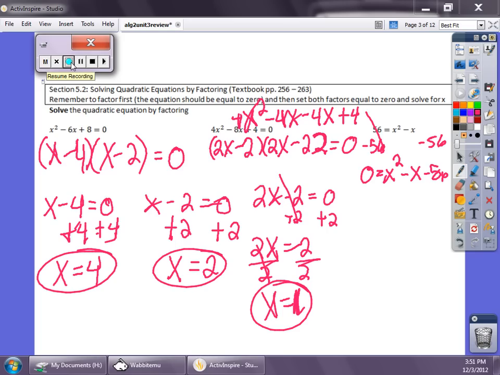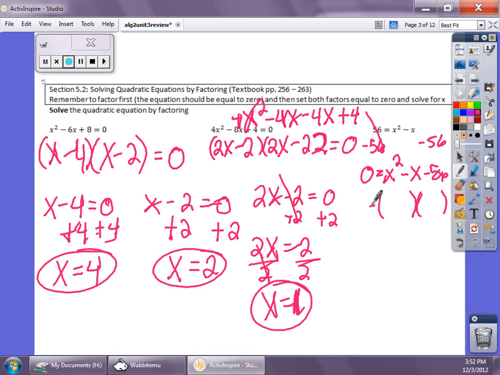For the last equation, remember we can't use the zero product property unless one side is equal to 0. So the first thing I did was I subtracted 56 from both sides. Now we need to find two numbers that multiply to give us negative 56 and add to give us negative 1.